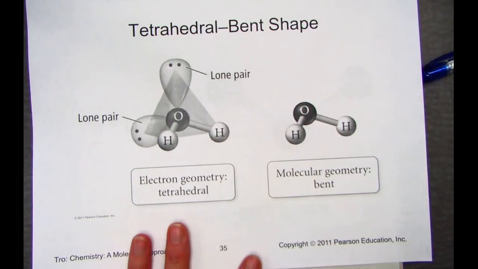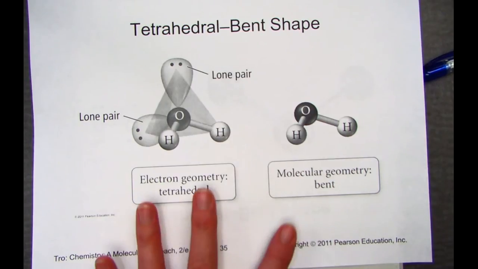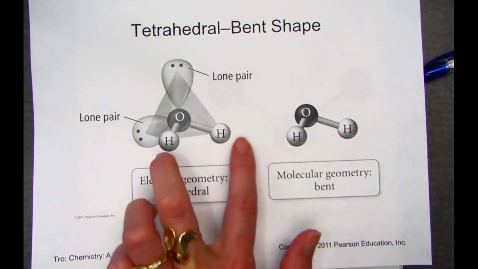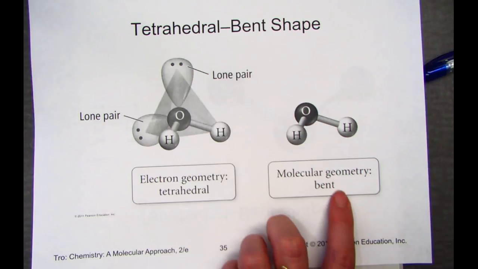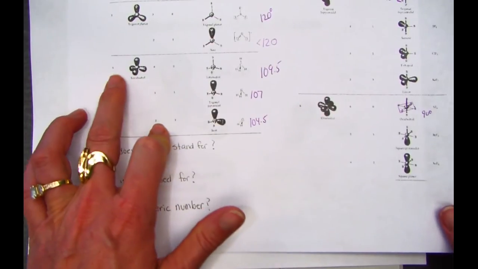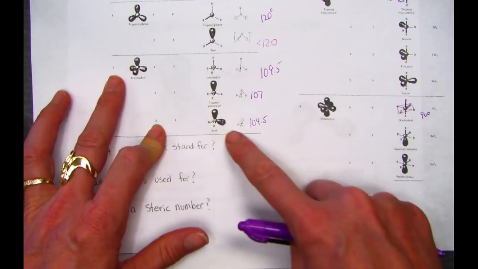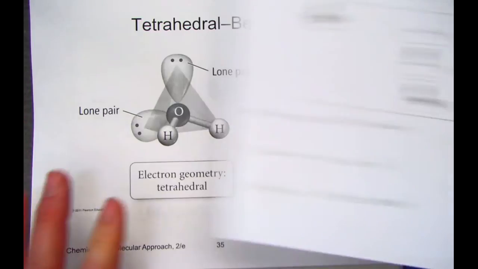A second derivative of the tetrahedron could be a bent shape. And again, here's a water molecule showing two lone pairs of electrons with the connected hydrogens. The molecular geometry ends up bent. The electron domain geometry is tetrahedral. When I have four electron domains, two are bonded, two are not bonded, we have a bent molecule. Predicted bond angles, 104.5.